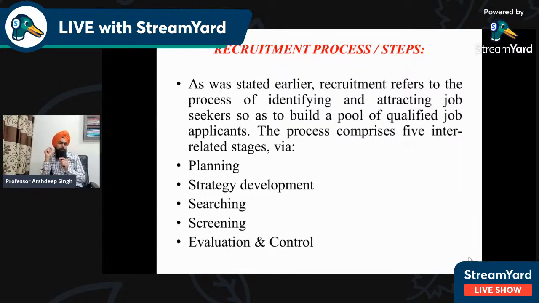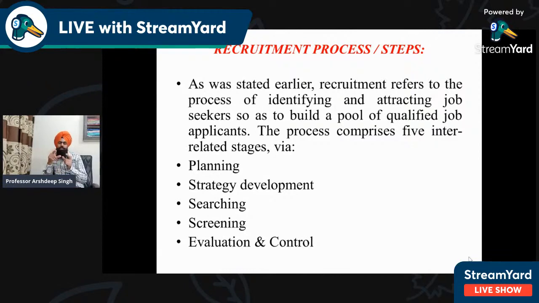Okay. Second thing will be the strategy development. How the persons would be recruited. That means to say a written test would be conducted, an interview would be conducted, a practical test would be conducted, or any other type of test. Next is searching. Searching means hitting a specific target, like the nurses or the doctors or any other type of employees. That is an example. Next is screening. Screening means the strategy which we have developed, that a written test would be conducted or a practical test or the interview would be conducted.